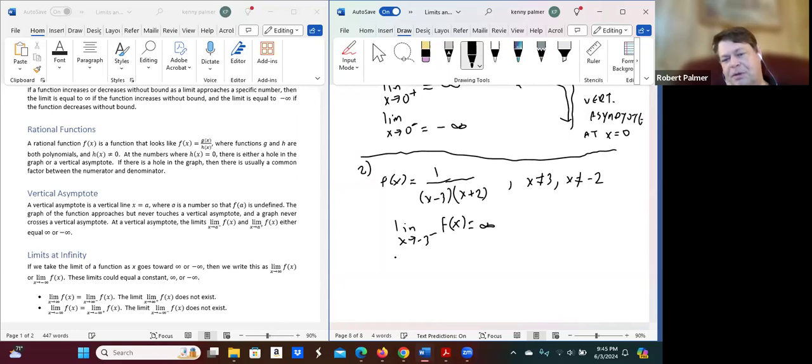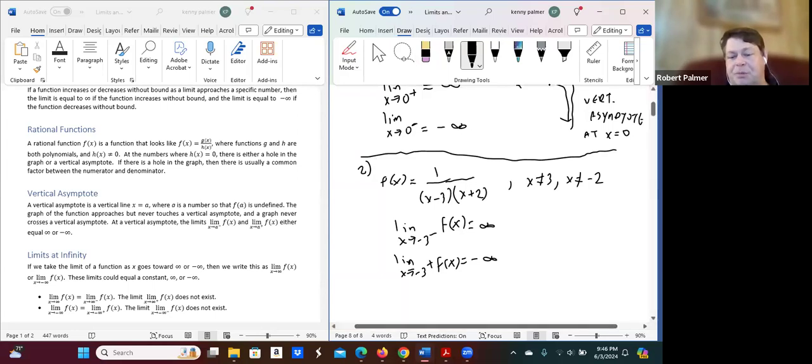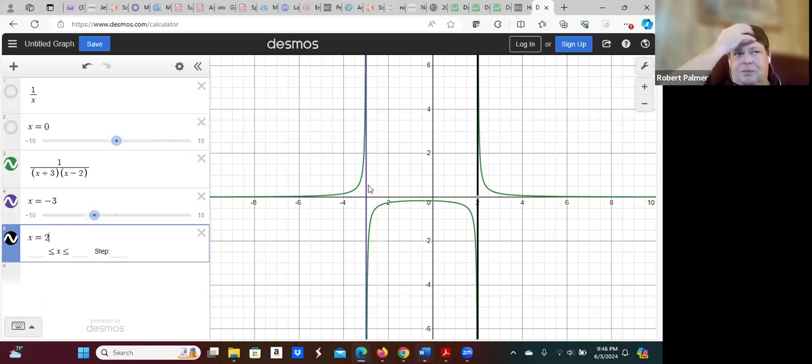The limit as x goes to negative 3 from the left of f of x is equal to positive infinity, then the limit as x goes to negative 3 from the right of f of x is equal to negative infinity. And in this case, those are both vertical asymptotes because both made the denominator 0 at those places. Because the denominator was 0, we had a vertical asymptote.